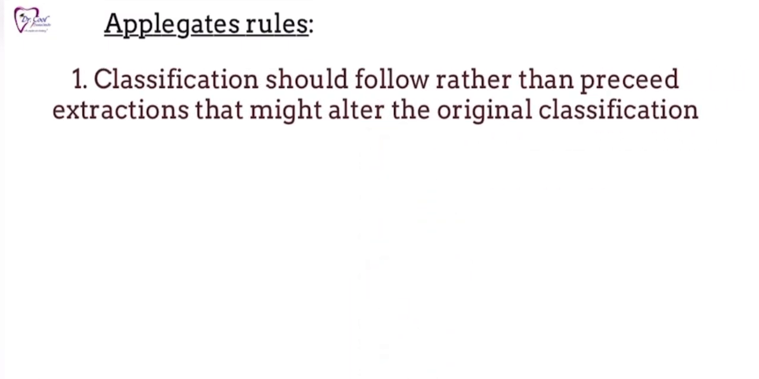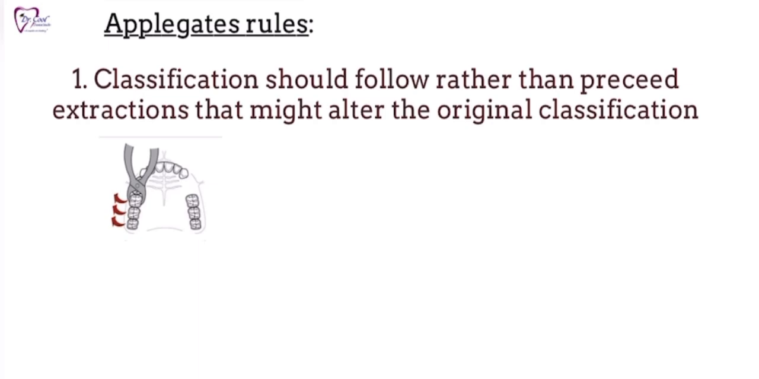To write any classification, we should follow certain rules. Here also there is a set of rules called Applegate's rules. Rule 1 is classification should follow rather than precede extractions that might alter the original classification.